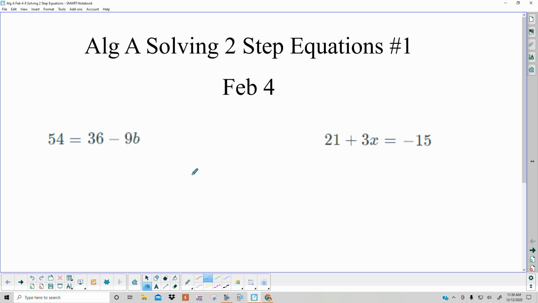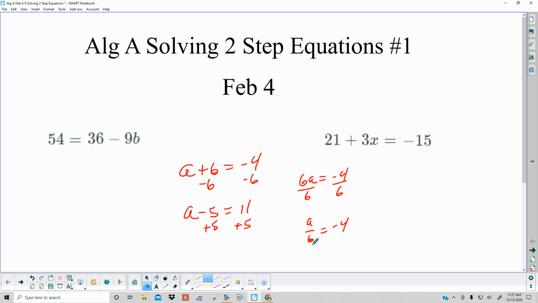Okay. You had questions like a plus 6 is equal to negative 4, or a minus 5 is equal to 11. And you would undo the adding or subtracting by adding or subtracting its opposite. So this, you're subtracting 5, so you'd add 5. If you had 6a is equal to negative 4, you would undo it by dividing by 6. If you had a over 6 is equal to negative 4, you'd undo the division by multiplying by 6.